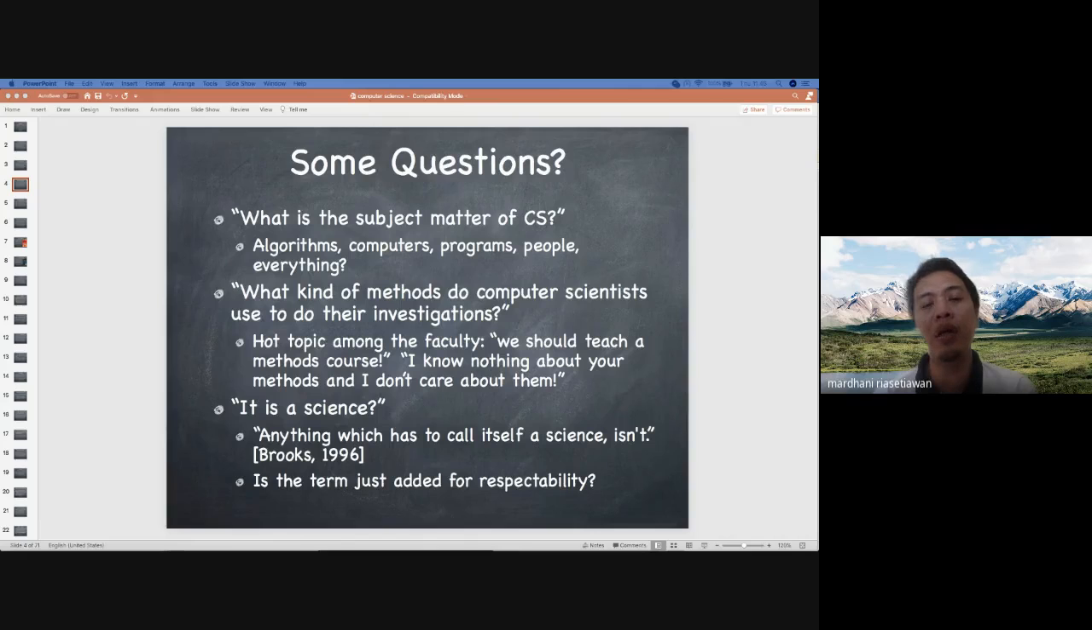My area is big data and cloud computing, and it also has the same question. What is big data actually? What is cloud technology actually? What is the subject matter of it? So that would be the question in our first mind.